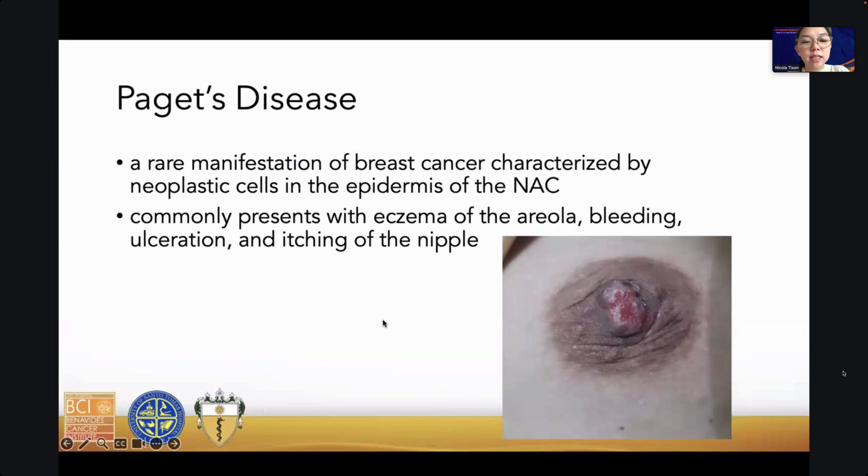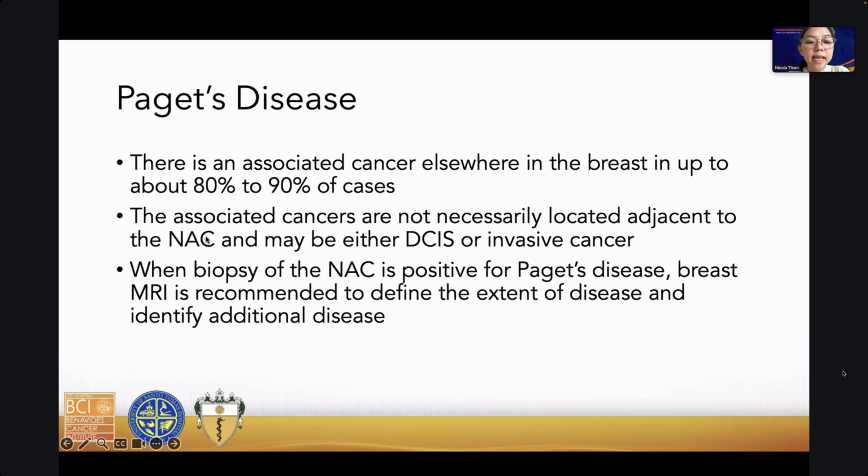Next would be Paget's disease, which is a rare manifestation of breast cancer characterized by neoplastic cells in the epidermis of the nipple areola complex. It commonly presents with eczema of the areola, bleeding, ulceration, and itching of the nipple. So in 80 to 90% of cases, there's actually an associated cancer in the breast.